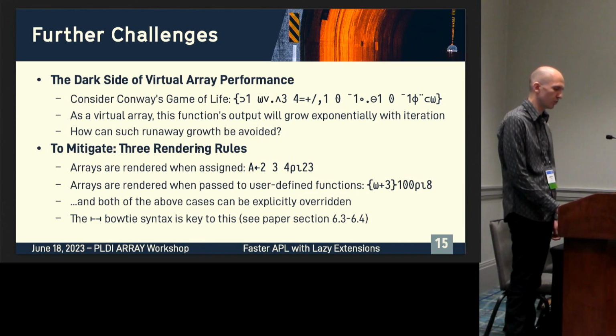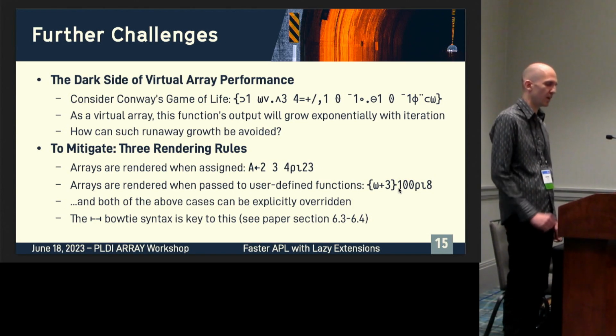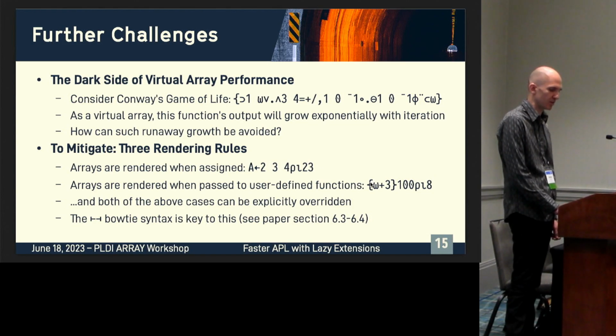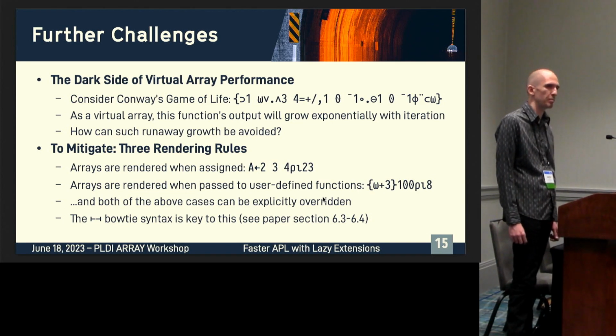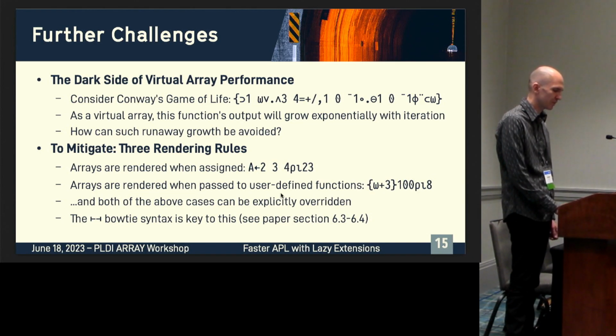I set 3 rules for automatic rendering of arrays. When an array is assigned, it gets rendered. Here you see the A gets this expression. This will be rendered, written in memory, when it's assigned to A. They are also rendered when they are passed to a user-defined function, a defun. This 100-element vector will be rendered when it's passed to this function. However, both of these cases can be manually overridden by a programmer. And the key to that is using the bow tie syntax with this little expression here. I'll get into some more of that later, and you can read all the details in paper section 6.3 and 6.4.